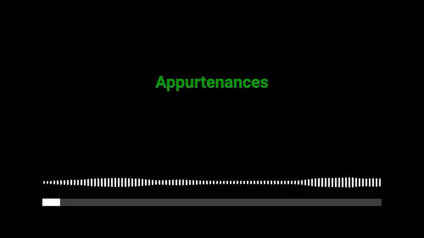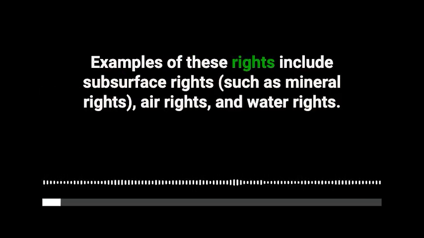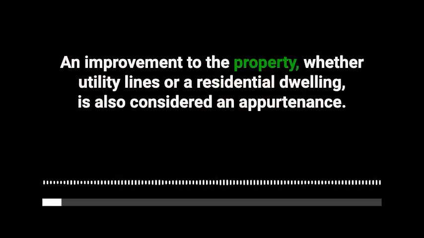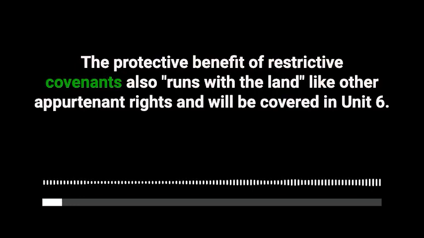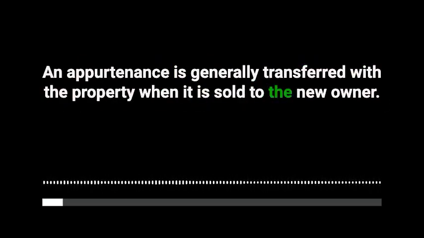Appurtenances. An appurtenance is defined as a right or privilege that goes with the ownership of land. Examples of these rights include subsurface rights, air rights, and water rights. A land may benefit from an appurtenant easement that will be discussed in Unit 3. An improvement to the property, whether utility lines or a residential dwelling, is also considered an appurtenance. The protective benefit of restrictive covenants also runs with the land like other appurtenant rights, and will be covered in Unit 6. An appurtenance is generally transferred with the property when it is sold to the new owner.